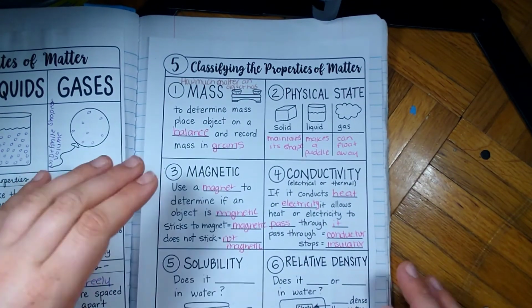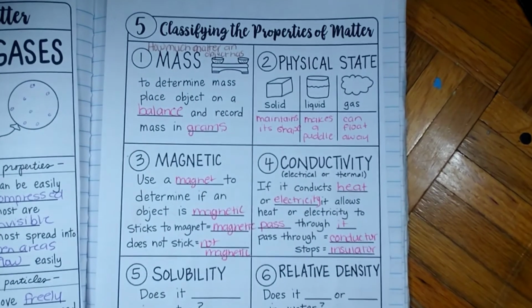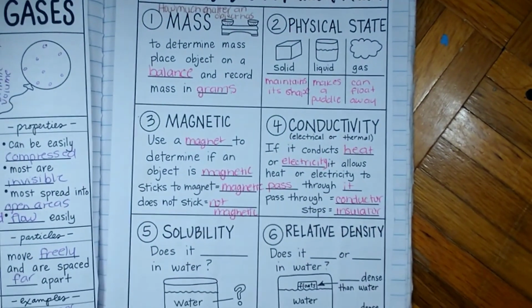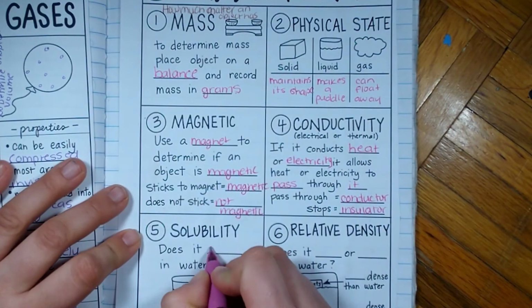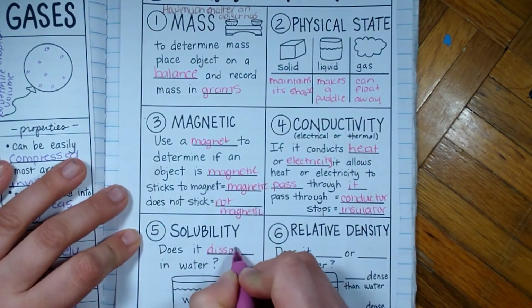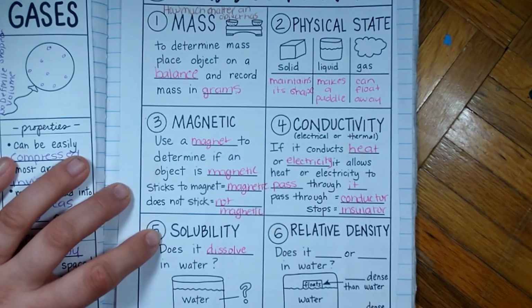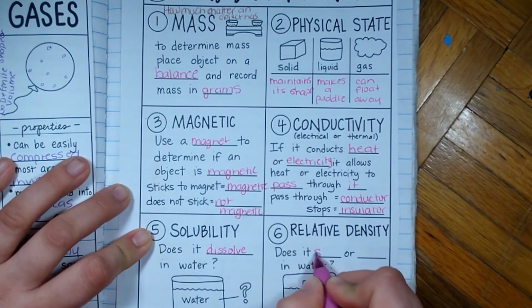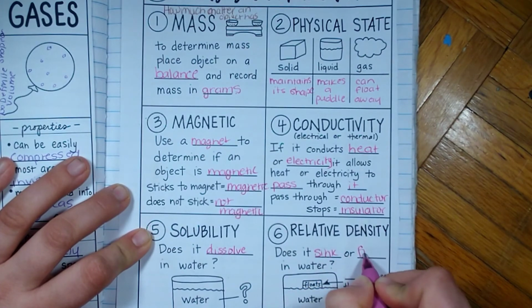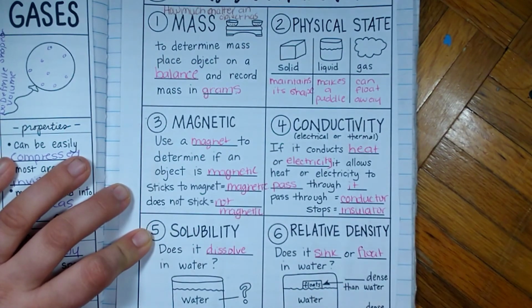Okay, our next one is solubility. Trying to zoom, there we go. Solubility is, does it dissolve in water? Like salt or sugar? And then relative density is, does it sink or float in water? If it floats, it's less dense. If it sinks, it's more dense than water.